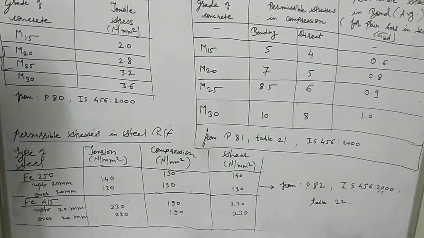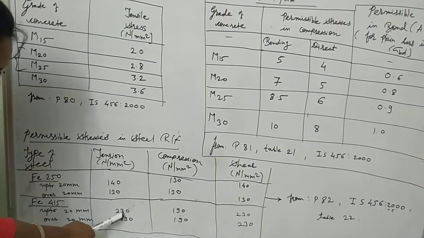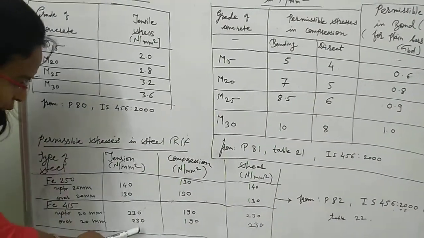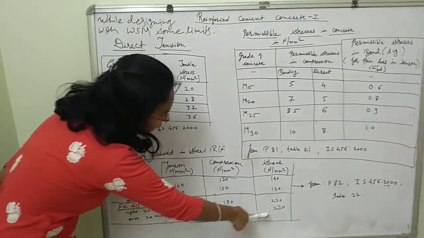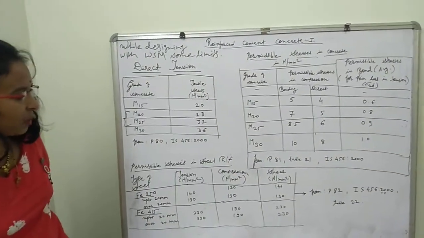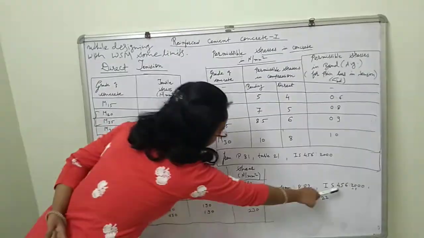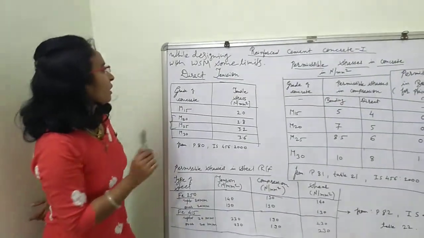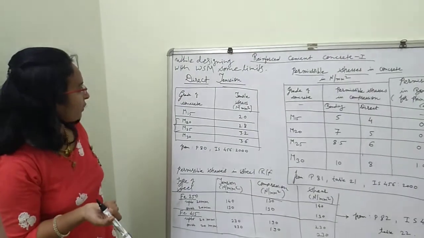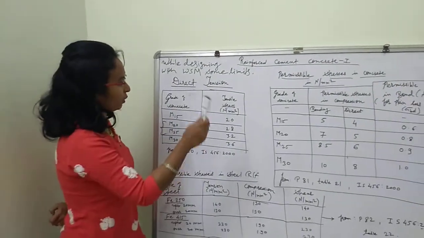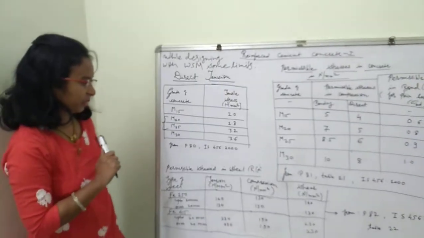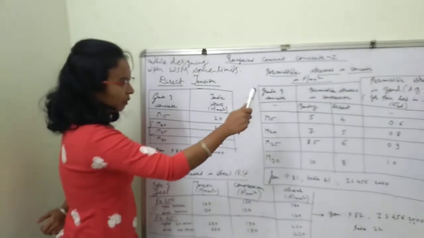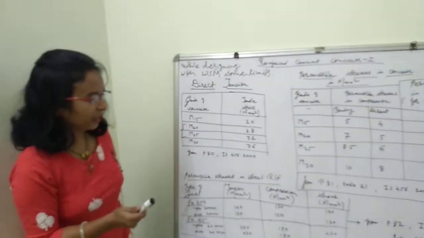For Fe415 grade of steel up to 20 mm, tension 230, compression 190, shear 230 Newton per mm square. Over 20 mm, 230 Newton per mm square, 190 Newton per mm square and 230 in shear Newton per mm square. You can also refer to the same IS code, IS 456-2000, page number 82, table number 22. So these are the limits described by Indian Standard Codes in direct tension, permissible stresses in concrete and permissible stresses in steel reinforcement. We can also note down these values in our exercise practicing book for comparing our values.